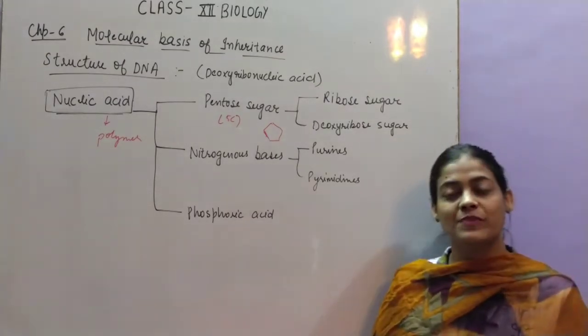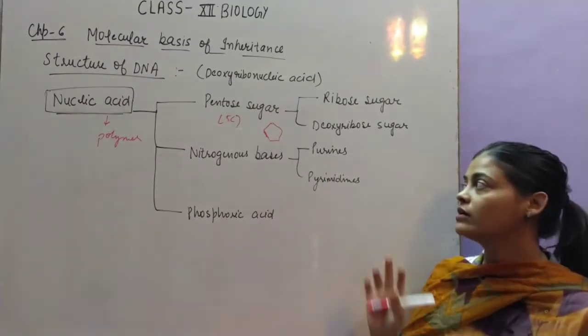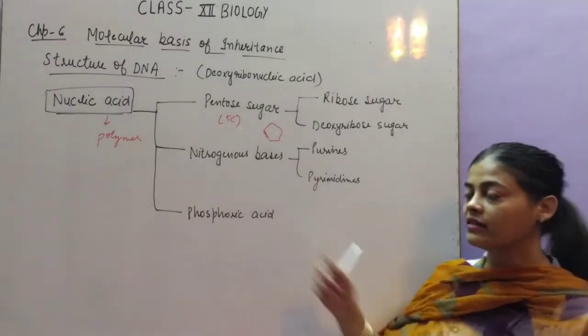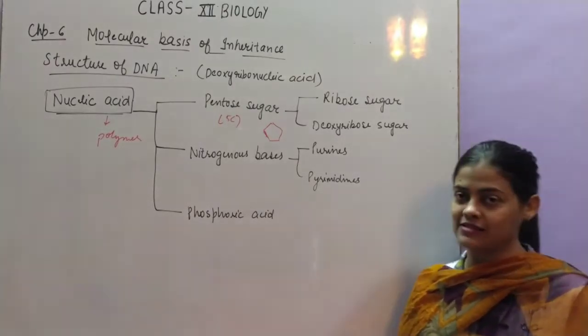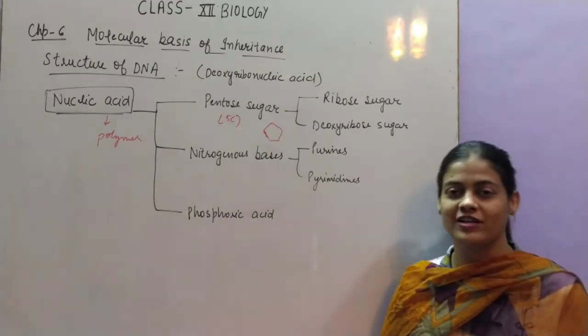Next is the nitrogenous bases. Nitrogenous bases can be either purines or pyrimidines. They have different ring-like structures. We will discuss in detail. And the third one is the phosphoric acid. So let's start with the first part, that is pentose sugar, its structure in detail.